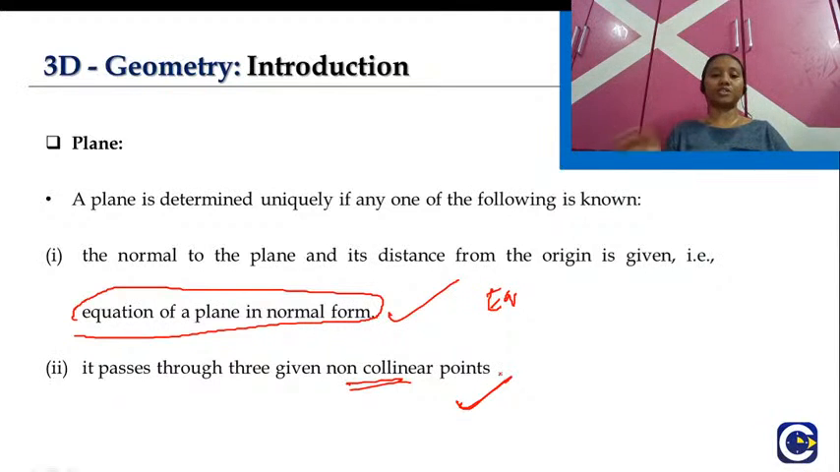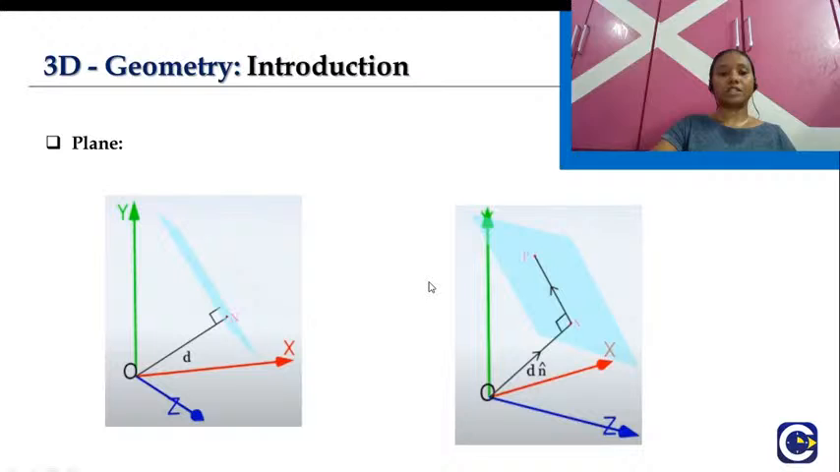That also we are going to see in our future slides of today's session, 3D geometry. Right. So first let's see here, I have given you a figure. Here this is my x-axis. The red line is my x-axis, the green line is my y-axis, and this blue line is my z-axis. And here I am taking a plane.